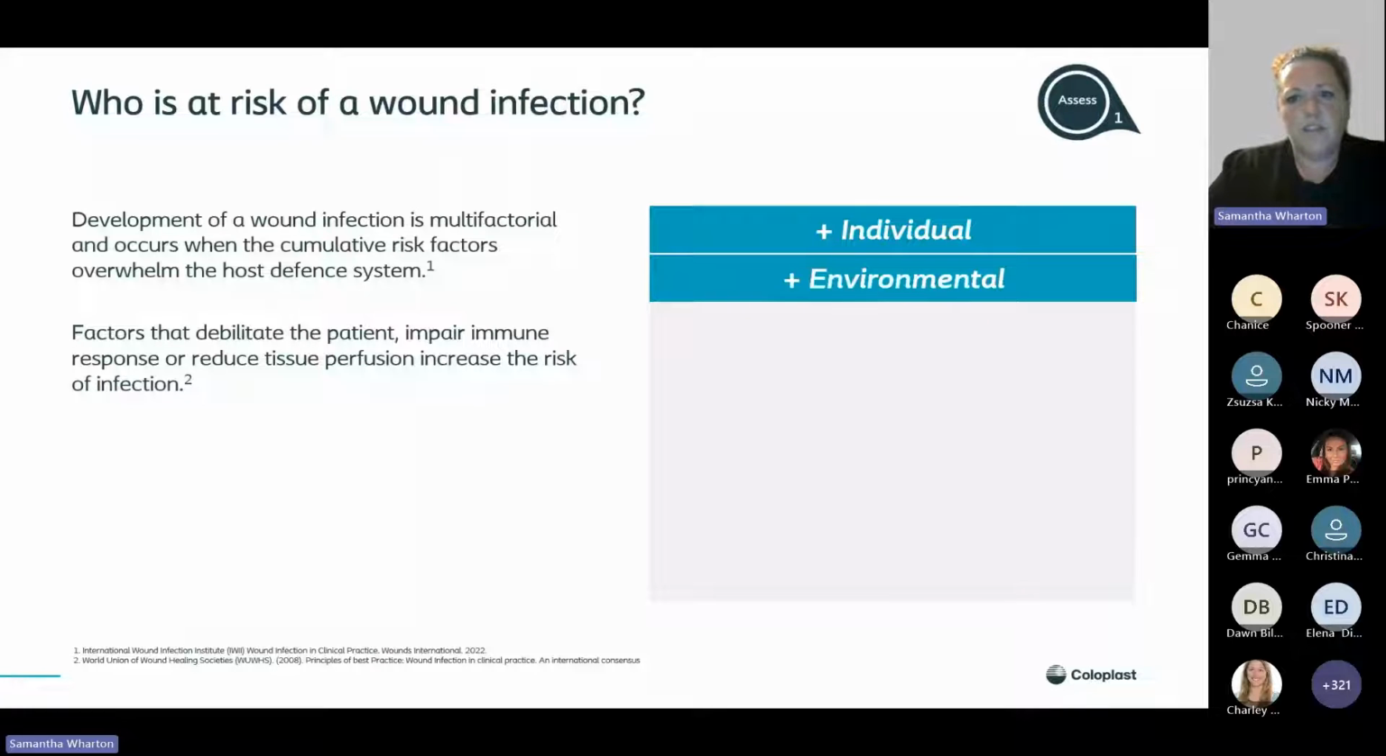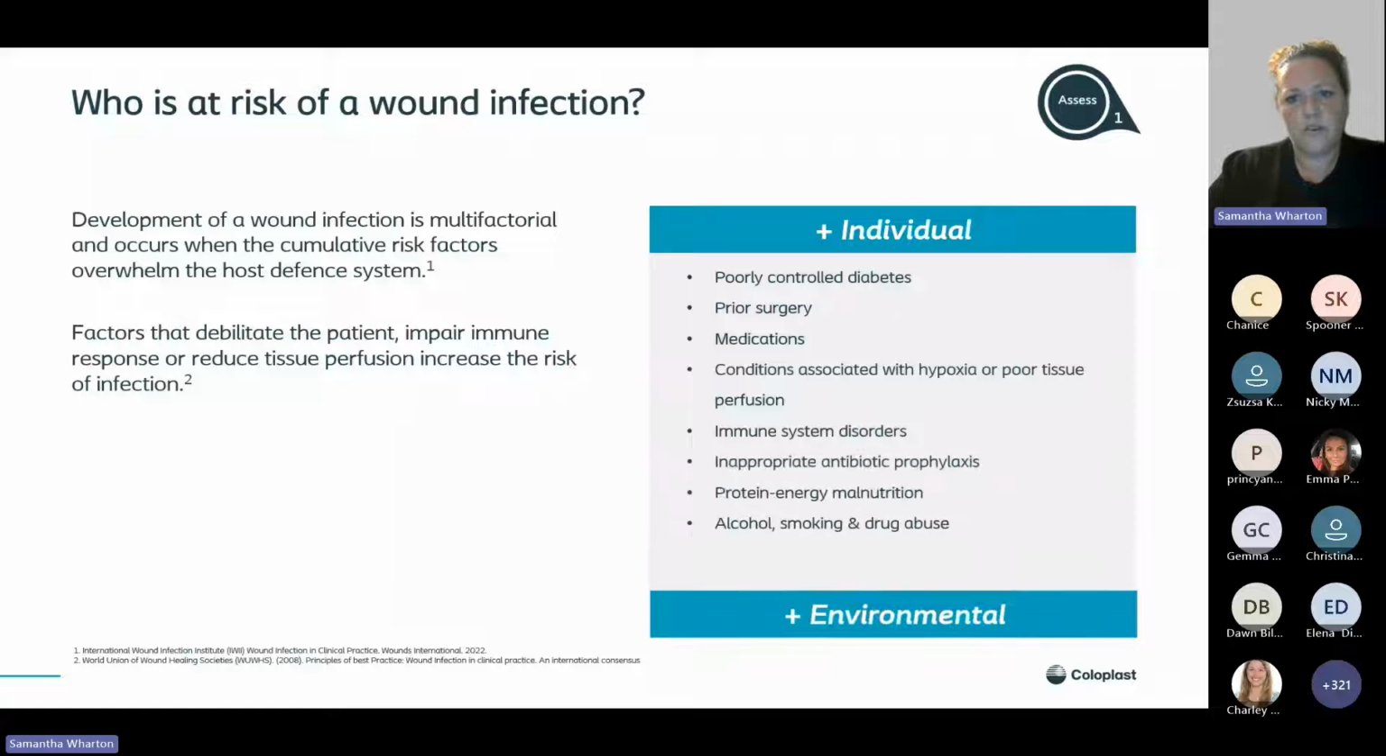But some of the individual contributing factors, I'm not going to go through each of these, but obviously if you've got poorly controlled diabetes, that's going to put you at more risk of infection. Depending on what surgery you've had, medications you're on. And malnutrition, whether under or over, puts you at more risk of infection.